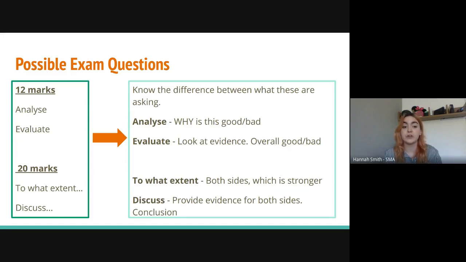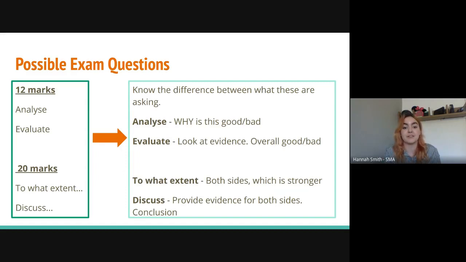But today we're going to focus on these 12 markers, an analyse question or an evaluate. It's really important that you know the difference between these. An analyse is looking at why. Why is that good? You've told me it's good. Why? Why should I care? What's it going to do? Why? Your evaluate is weighing up: here's one option, here's a second option, here's which one is better, or here's why this is good, however, here's how it's bad.